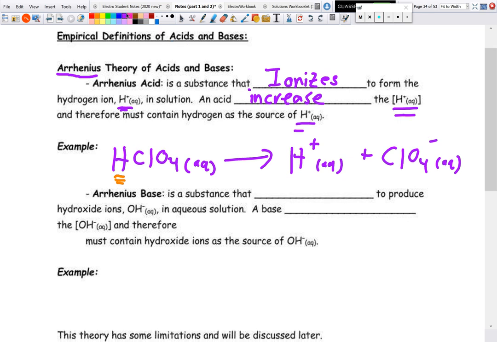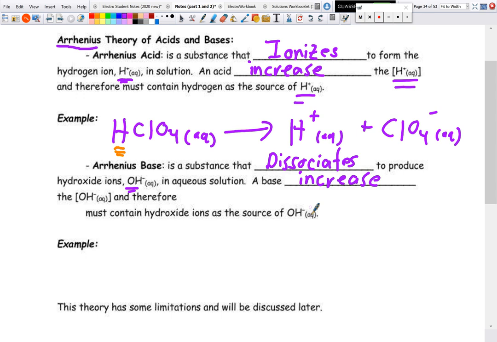Now bases are slightly different. So an Arrhenius base is a substance that dissociates to produce hydroxide ions, OH-. So a base needs to increase the concentration of hydroxide, therefore it must contain hydroxide. So all the examples that we've seen that have hydroxide, this is a polyatomic ion and it is negatively charged. So the only thing that can pair up with it is a metal ion. So that's why we have dissociation for the bases, but ionization for the acids. The acids are molecular, the bases are ionic.